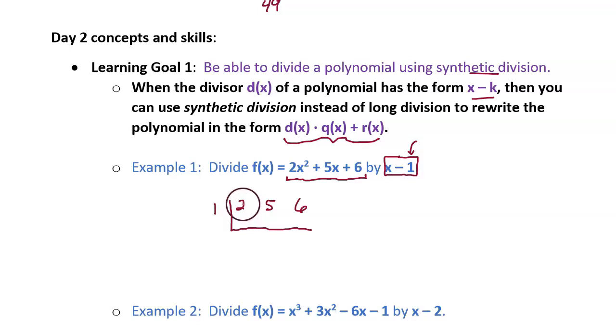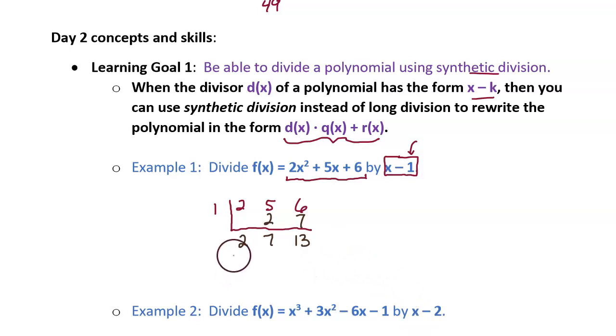Take this first number 2 and bring it all the way down below the bracket and write it down. Then multiply 2 times the 1 and write the result under the 5. Then add together 5 and 2, making 7. Then multiply the 7 times the 1 and write the result under the 6. And then add together the 6 and the 7, making 13. Synthetic division uses multiplying and adding, unlike long division, which uses dividing and subtracting.